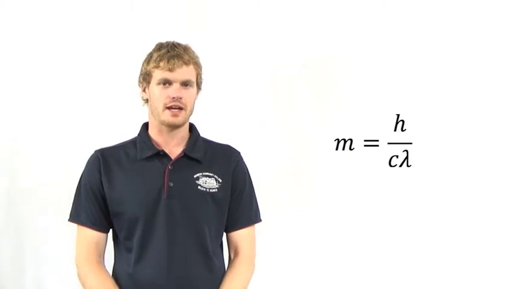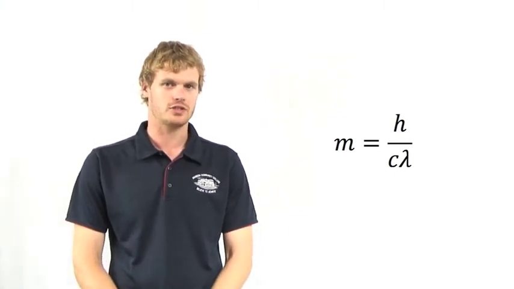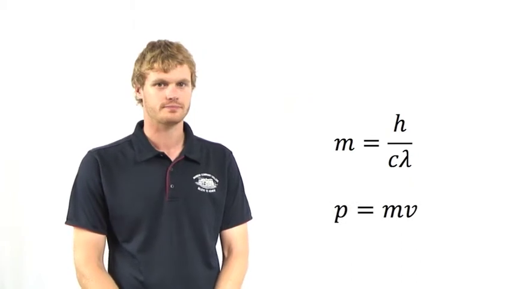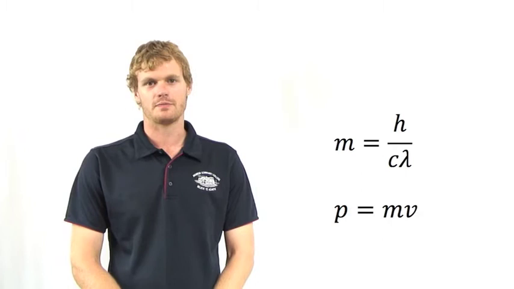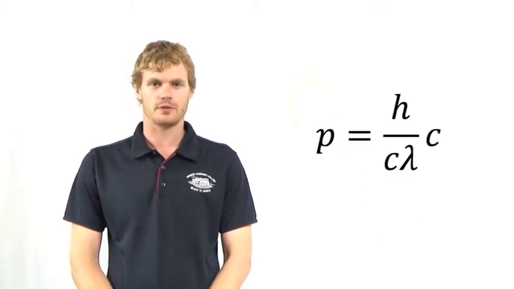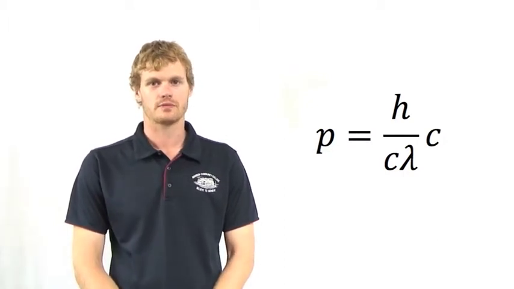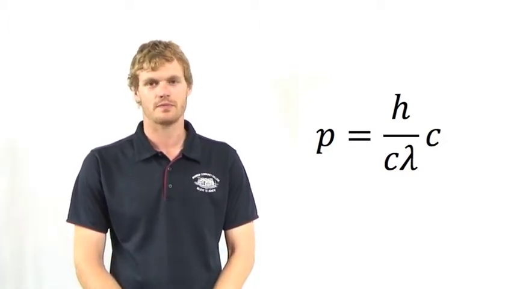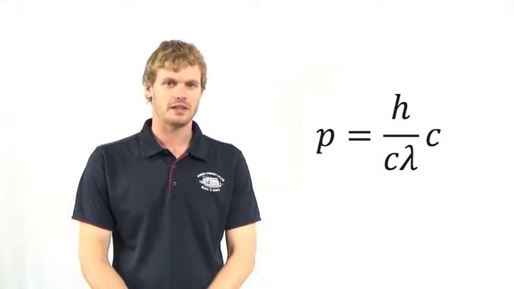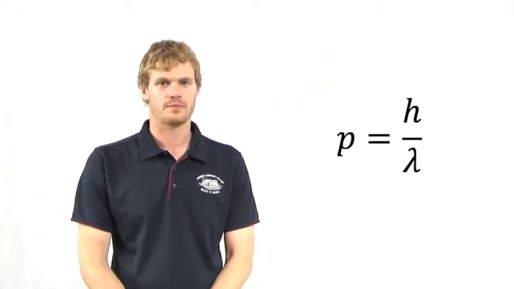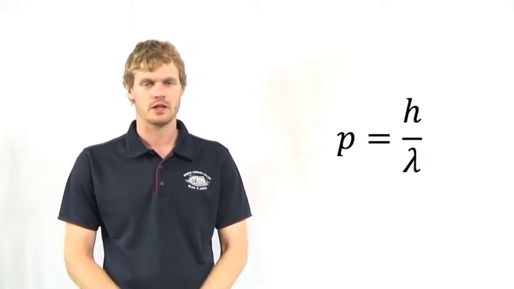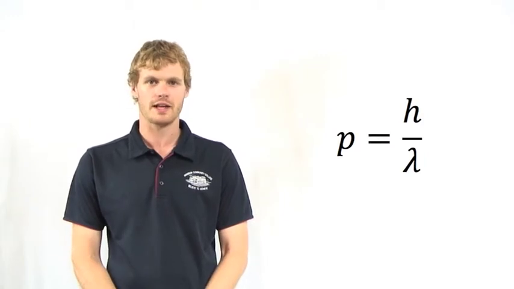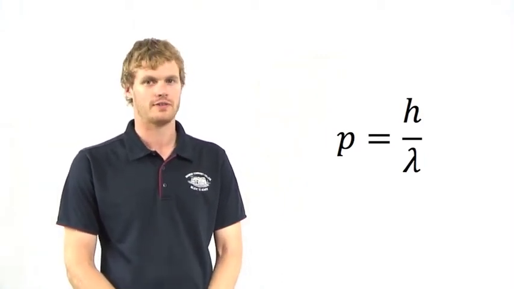So if our mass is equal to that, and we substitute this into the formula P is equal to mv, we get that P is equal to h divided by c lambda, times the speed of light again, so c. If we cancel out these c's, we get that P is equal to h on lambda. So this is another formula you need to know. P is equal to h on lambda. So the momentum is equal to Planck's constant divided by the wavelength.